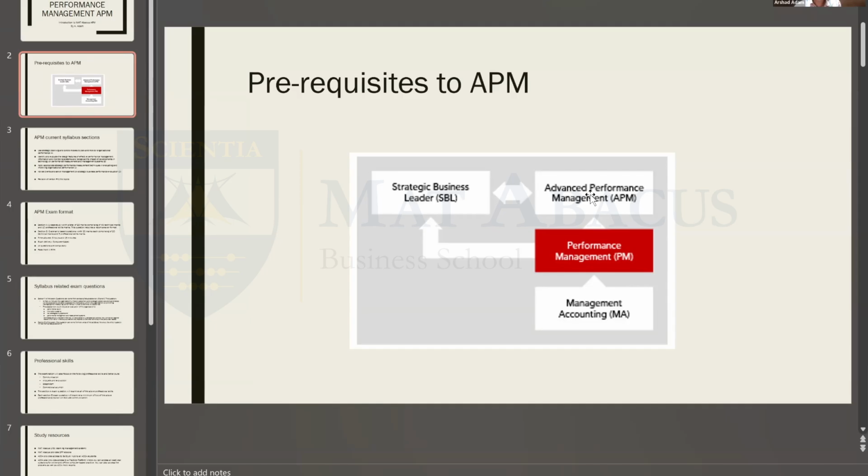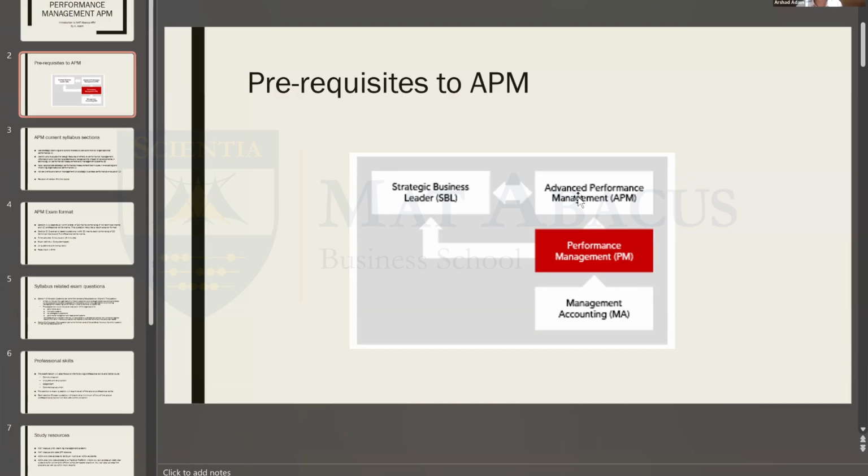APM tends to have a low pass rate. So for those who are interested to do it, many of you hesitate. You tend to ask your friends who have attempted it, and they say, oh no, it's difficult, don't do it, and all this kind of thing. In actual fact, APM is not as difficult as people say it is.